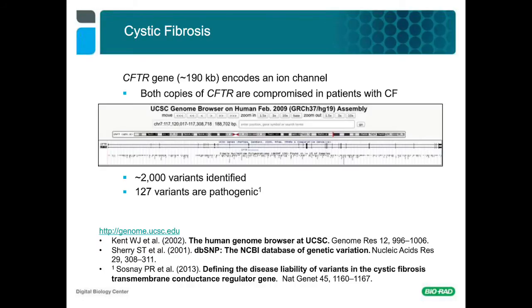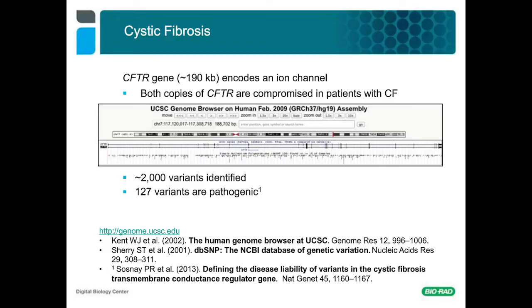CFTR is the gene that encodes the ion channel protein that is necessary for ion transport. In patients with cystic fibrosis, both copies of CFTR must be compromised. Almost 2,000 variants have been identified in this gene, some of which are depicted as small dashes in this UCSC browser image of the CFTR gene.